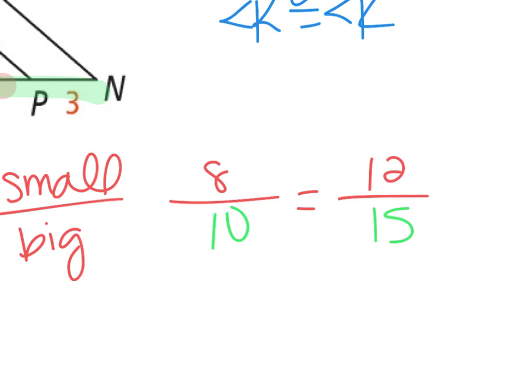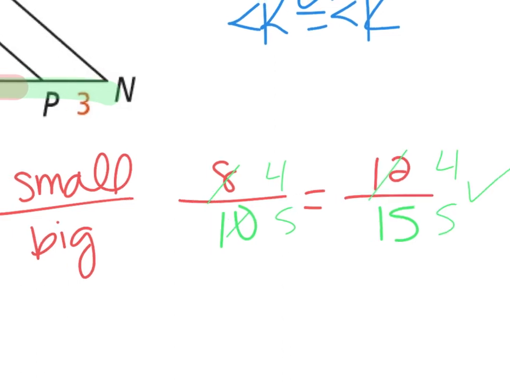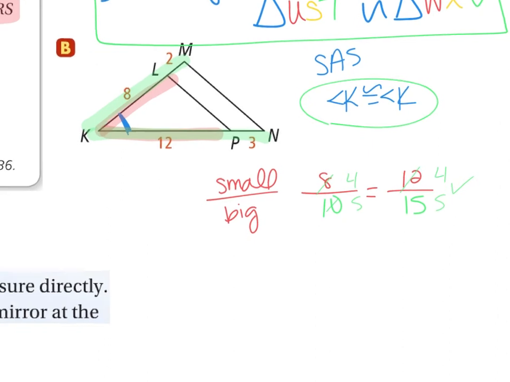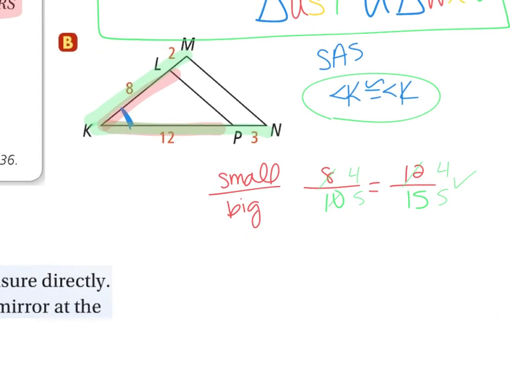So 8 and 10, you can divide both of those by 2. So that would be 4/5. And then 12 and 15, you can divide both of them by 3. So that would also be 4/5. So check, these are similar triangles because the two sides are proportionate and the angle in the middle is congruent, so that works. So now we just get to write the similarity statement.